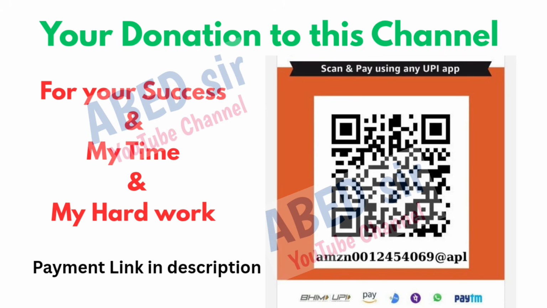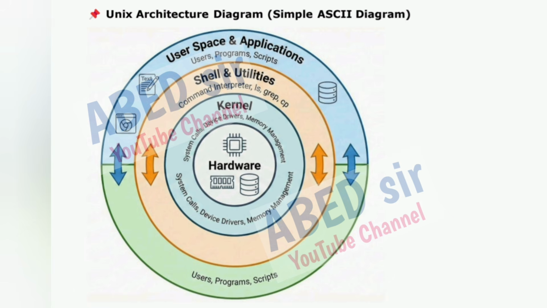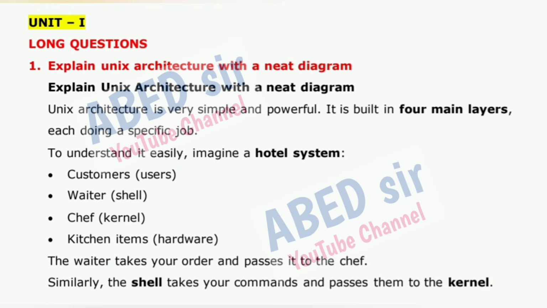Next Unit 1. Long questions. First important long question is: explain Unix architecture with a neat diagram. Unix architecture is very simple and powerful. It is built in 4 main layers, each doing a specific job. To understand it easily, imagine a hotel system. Customers, users. Waiter, shell. Chef, kernel. Kitchen items, hardware. The waiter takes your order and passes it to the chef. Similarly, the shell takes your commands and passes them to the kernel.